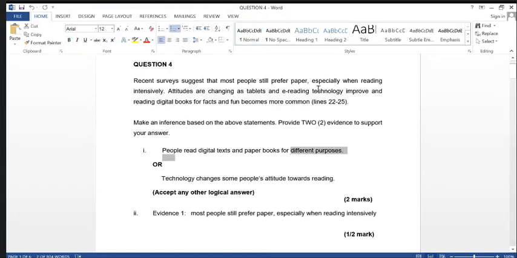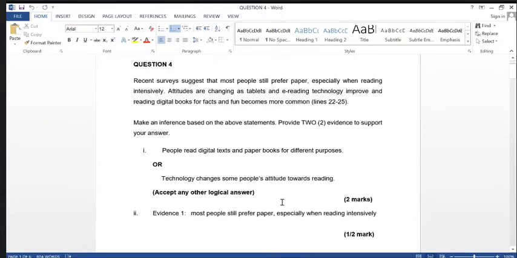Different purposes. It's not a restatement of the first sentence. It's my conclusion. The first sentence only talks about paper, but I included the other part that has not been mentioned there, that is the digital text. Now, my second answer: technology changes some people's attitude towards reading. At one glance you say, okay, attitudes, technology. When technology improves, attitudes change.